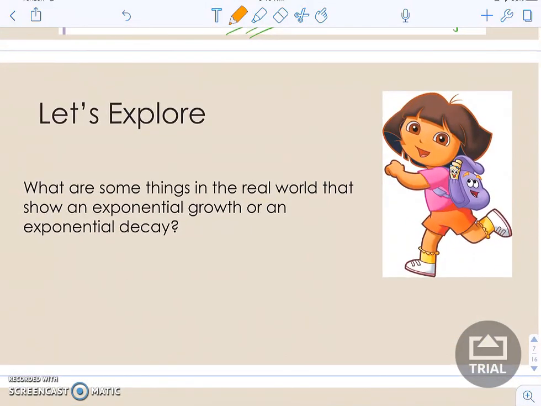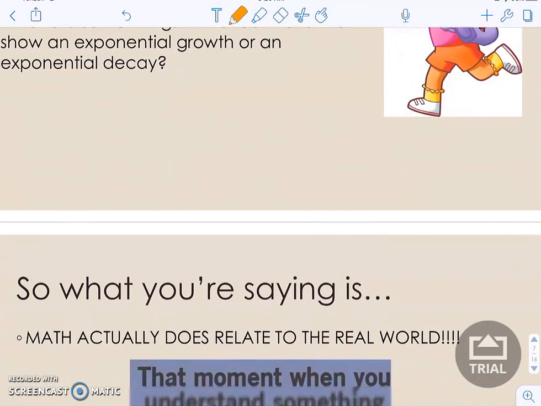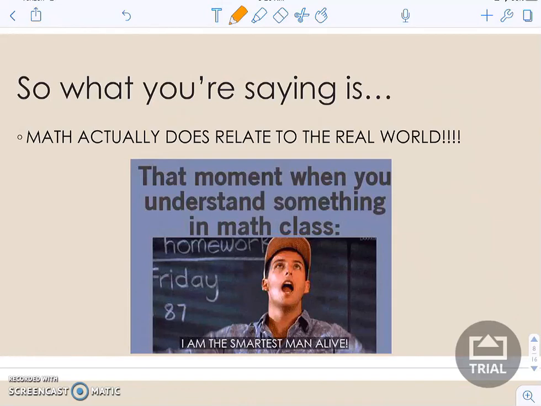So I want you to think about some things in the real world that show an exponential growth or an exponential decay. There's actually a lot of different examples, a lot of things that we can think about that are really relevant to exponential functions. This is one of my favorite topics to talk about because people always ask me, well, why do I have to learn this? Why is this relevant? Well, again, because we don't live in a perfect world, and so exponential functions represent almost everything we do on a daily basis. So yeah, what I'm actually saying is math does relate to the real world.